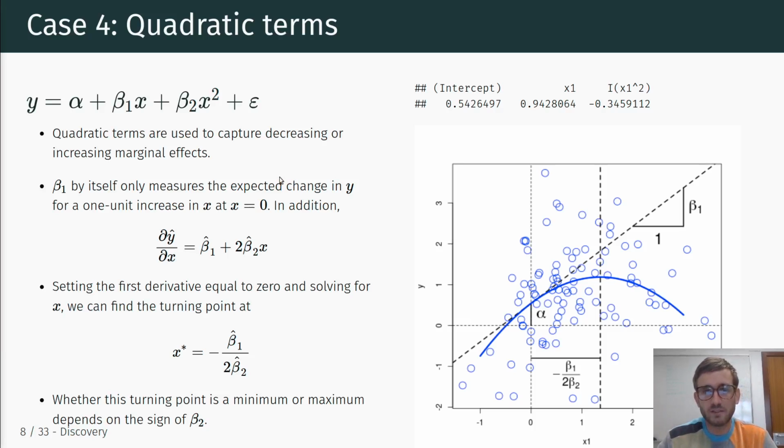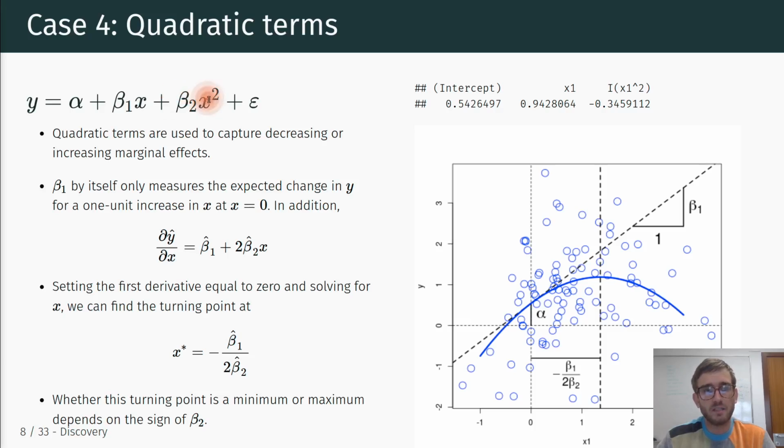To answer that question, what we can do is look at the first derivative of our regression model, because the first derivative with respect to x tells us how the slope changes, so the rate of change changes over different values of x.